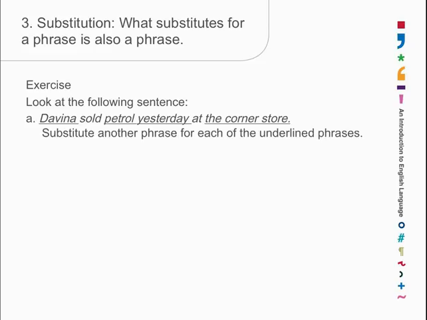Substitution's a very good test for phrasehood. If you know that something is a phrase, then anything that you can substitute for it and still make good grammatical sense is itself also a phrase. And we're going to use these tests later on when we look at the structure of phrases, because we'll find that phrases have an integrity, both in terms of their syntax and in terms of their meaning.